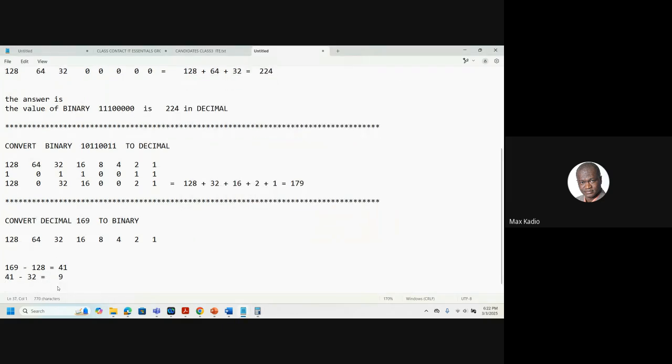You go down again. 9 is bigger than what? Than 8, right? So you start here. 9 is not bigger than this one, not bigger, not bigger, but it's bigger than 8. Then you take it in.